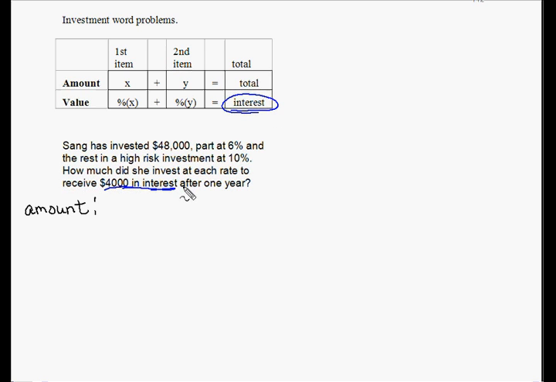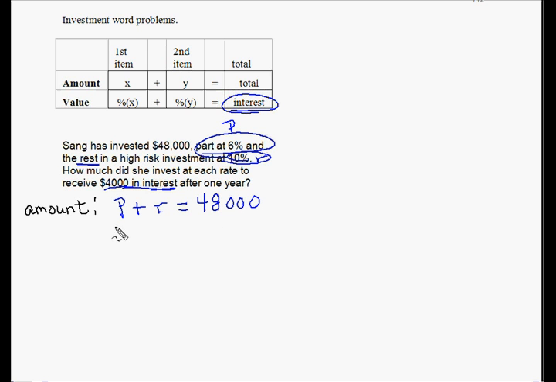Sang invested $48,000, part at 6% and the rest at a high-risk investment at 10%. How much did she invest at each rate to receive $4,000 in interest after 1 year? In order for us to write our amount equation, we need to identify some variables. Let's call this part that's being invested at 6% P, and the rest of it that's being invested at 10% as R. So our amount equation would be P plus R is equal to the $48,000 she's investing.